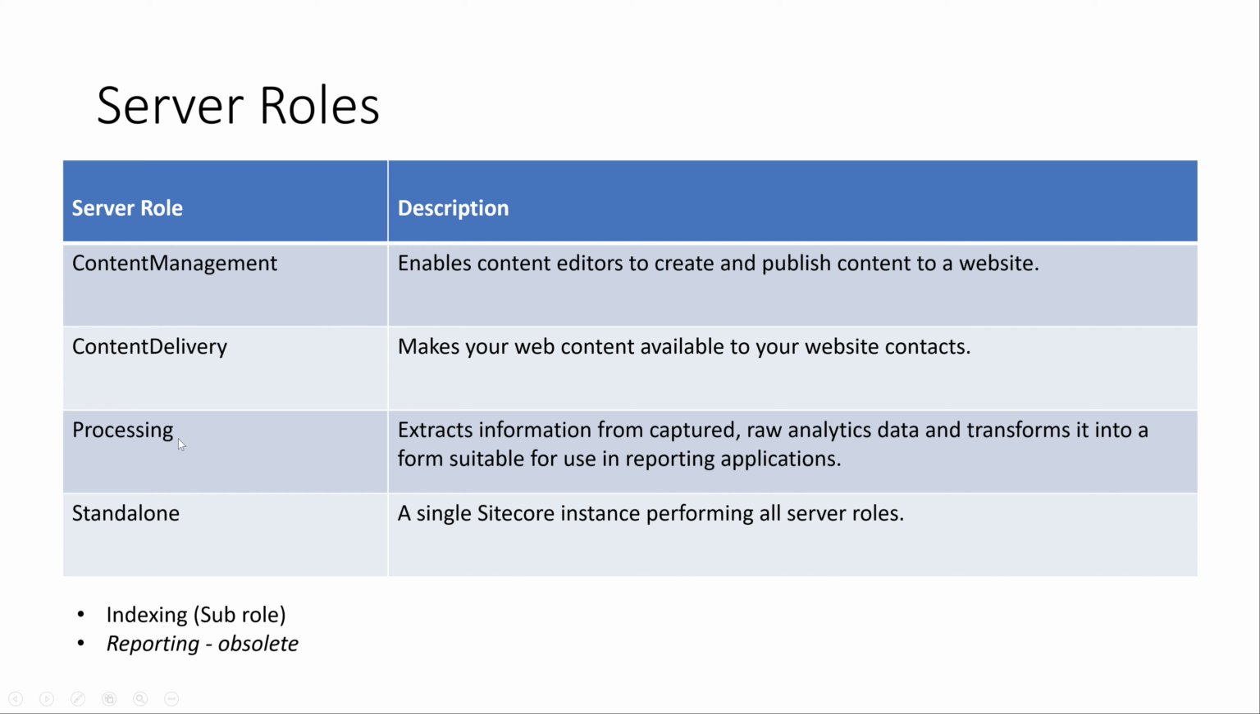All these roles need not be exclusive, so that you install one server and make it only content management. You can also make it content management comma processing. That means that server performs both the content management job as well as the processing job, and another one can act as the content delivery role. All of that is possible.